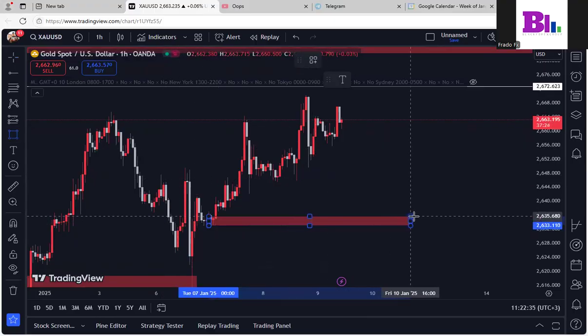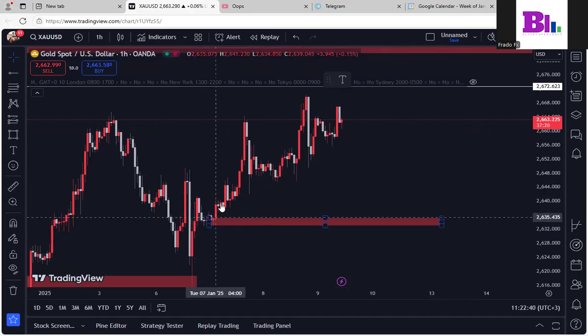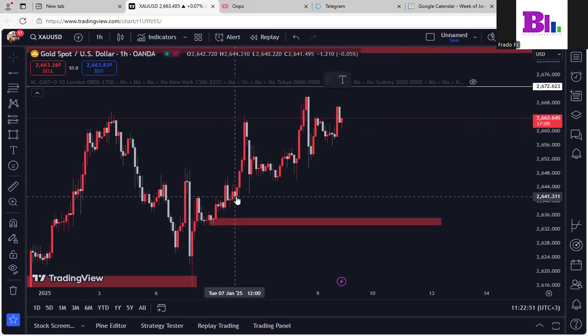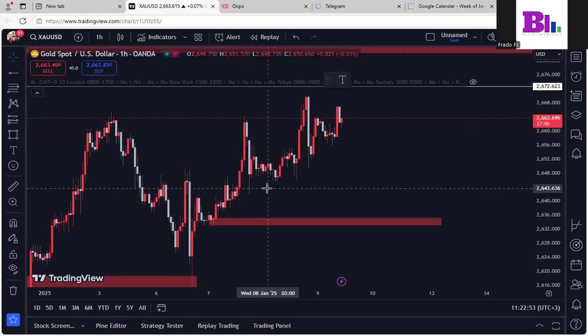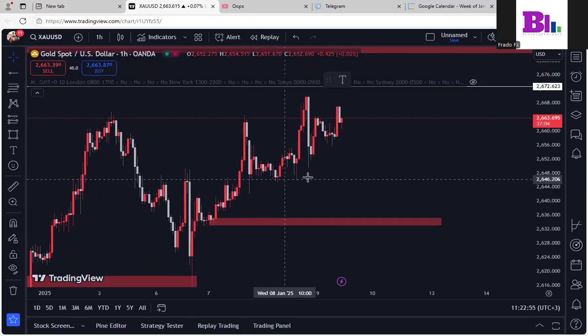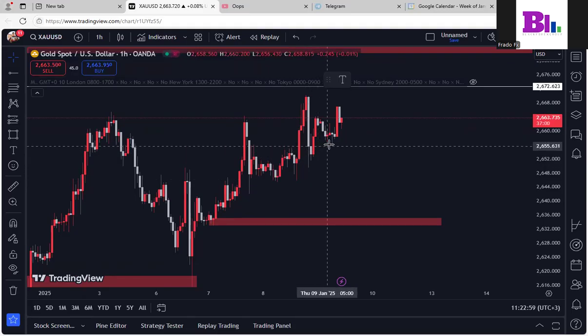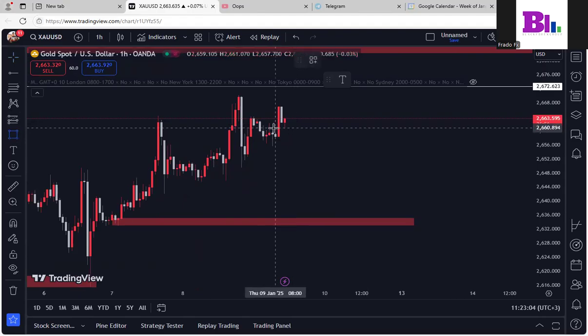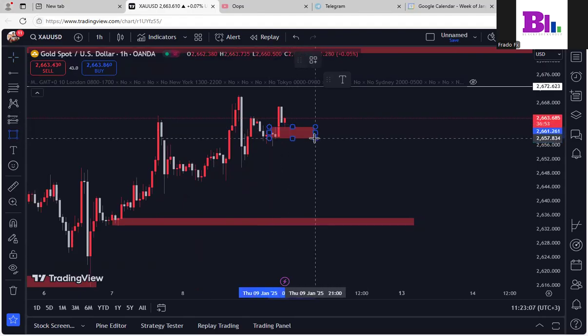The price came, and you can see the price went up, kept going up, and that is where the break of structure took place here. But this one has been mitigated, the white one. This one has been mitigated. This one has been mitigated. This one already been mitigated. Even the last one here has been mitigated, as you can see.